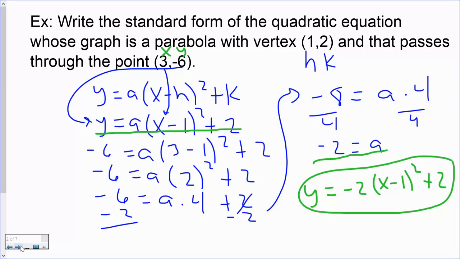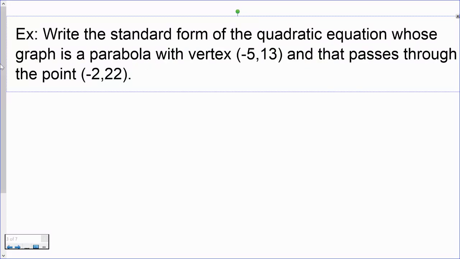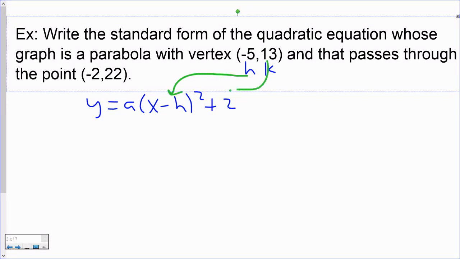So let's do another one. Same situation. So I know this again. This is going to be my h and my k. I know my equation is y equals a(x minus h) squared plus k. So again, I'm going to take these values. This h is going to go here. This k is going to go there. So then I'm going to take that and just plug it in.